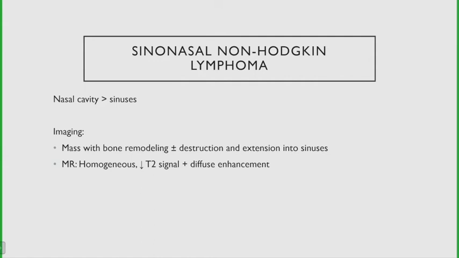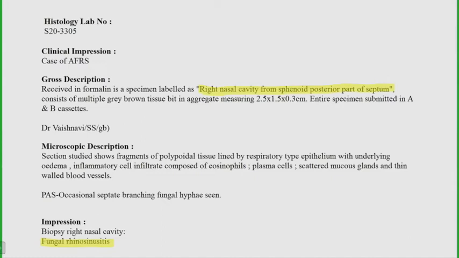Okay, next. So our case underwent biopsy from the nasal cavity, from the posterior part of the septum near the sphenoid, and it came as fungal rhinosinusitis. There was inflammatory cell infiltrate with eosinophils, scattered mucus glands, and thin-walled blood vessels. It came as fungal rhinosinusitis.